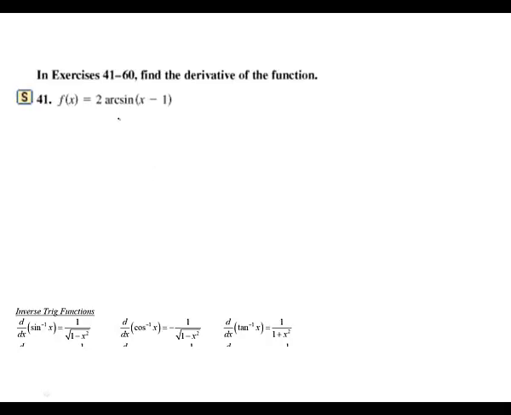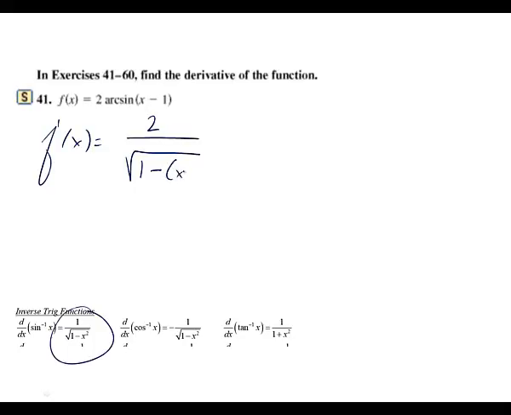Alright, so we know we've got arc sine. So we have to take the derivative and it should look like this. f prime of x equals, the 2 is just going to hang out. You go square root of 1 minus whatever's in there for the x squared, right? And then what does the chain rule give you? What's the derivative of x minus 1? 1. That's all you can do with that one. Really, really straightforward.